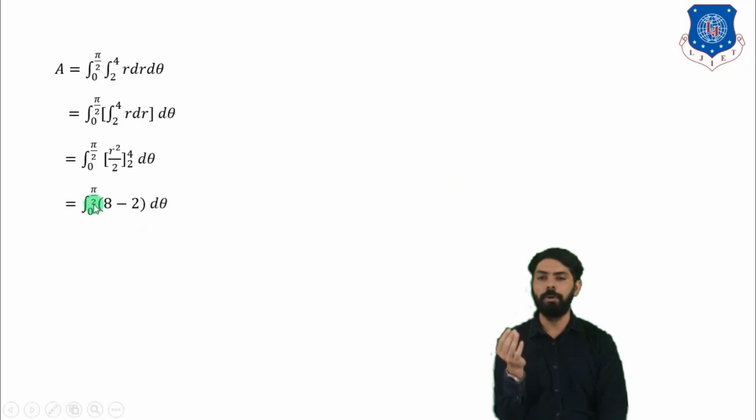Therefore this will be integration from 0 to pi by 2, 8 minus 2 d theta. So 8 minus 2 is 6. So this will be 6 and integration from 0 to pi by 2 1 d theta. And integration of 1 with respect to theta is theta and limit will be from 0 to pi by 2. Now here first of all we will replace theta by pi by 2, then minus theta by 0. So this will be pi by 2 minus 0. So this will be 6 into pi by 2 and 6 divided by 2 will be 3. So this will be 3 pi. Therefore answer of this question is 3 pi.